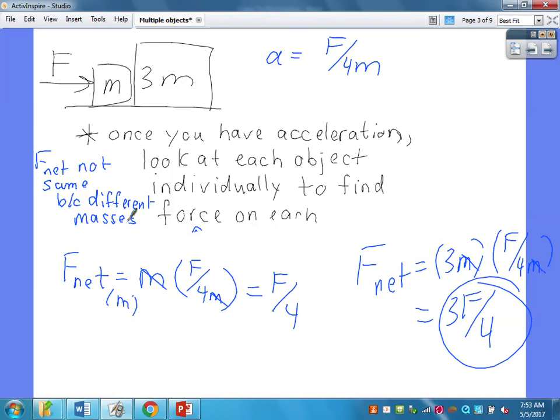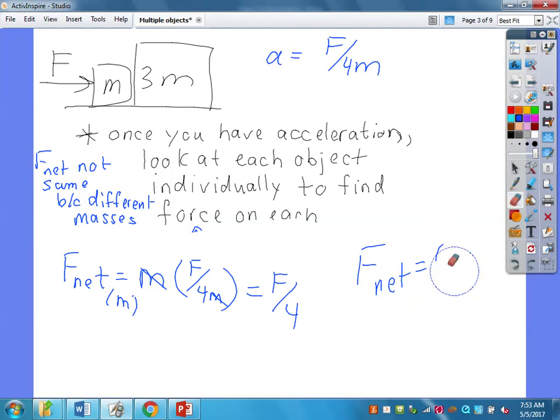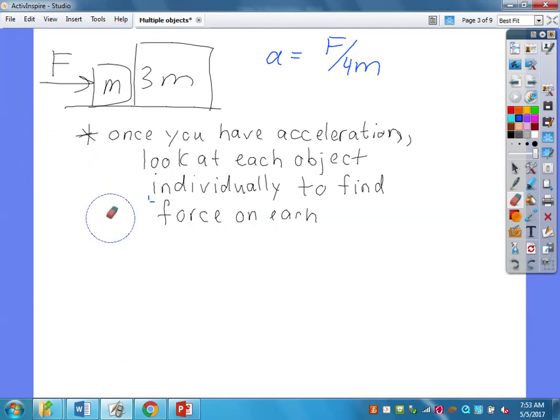Now, I'm going to add one more thing to this, because sometimes this gets confusing for people. I'm going to erase all this. In some problems, they want you to find the pushing force of M on 3M. They call that a force P. This is often in some web assigns that I give. What is the pushing force between M and 3M? So this kind of goes to that third law idea.